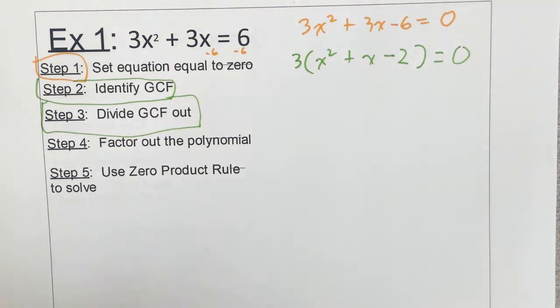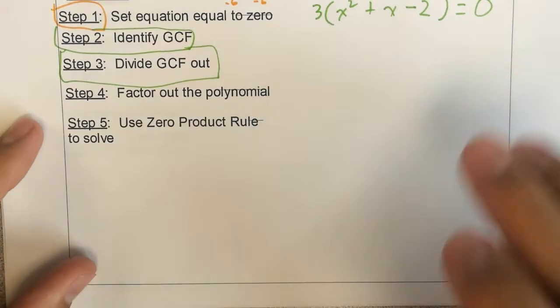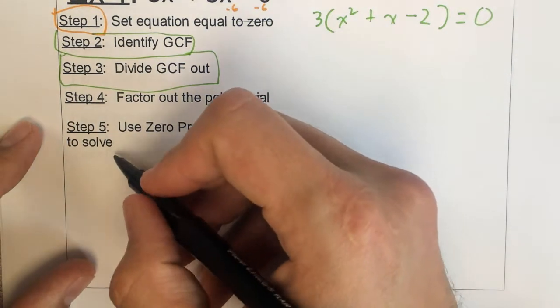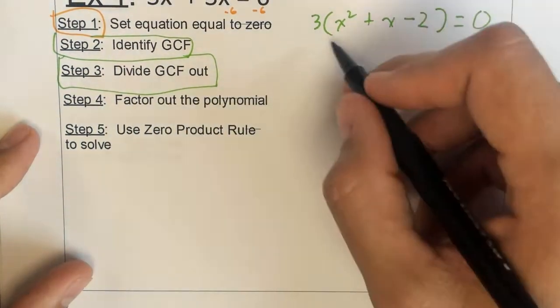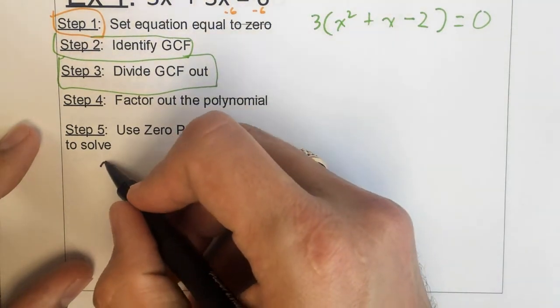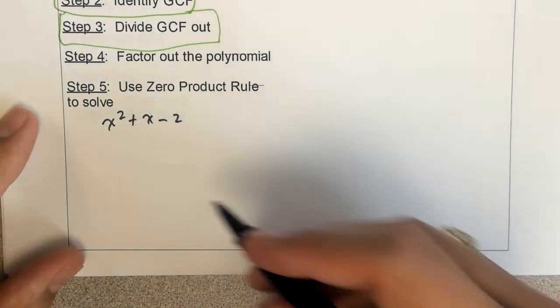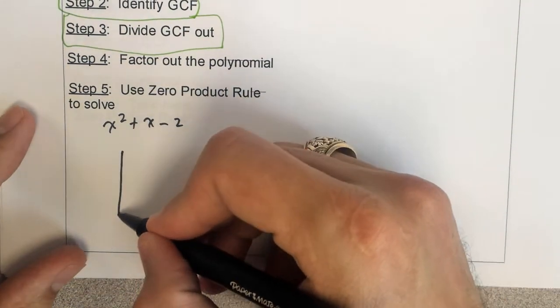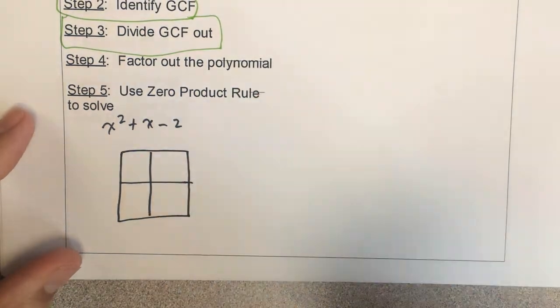Now we need to factor out the polynomial. So we're going to take a little detour. I'm actually going to do it right over here. We're going to take our polynomial in the parentheses, and we're going to say this is x squared plus x minus 2. And we are going to do the box method for that polynomial.